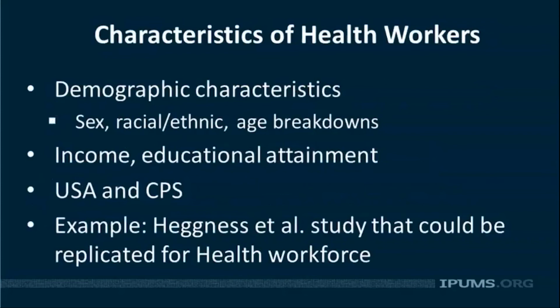You may be most interested in describing characteristics of health workers, such as demographic characteristics like sex, race, and ethnicity, and age, or other characteristics like earnings and education. Because of the availability of detailed occupation and industry codes, combined with large sample sizes, USA and CPS data are well suited to describe characteristics of health workers. In the following slides, I'll show figures from a study by Hegenes and colleagues published in Nature that used IPUMS USA data to describe biomedical scientists.